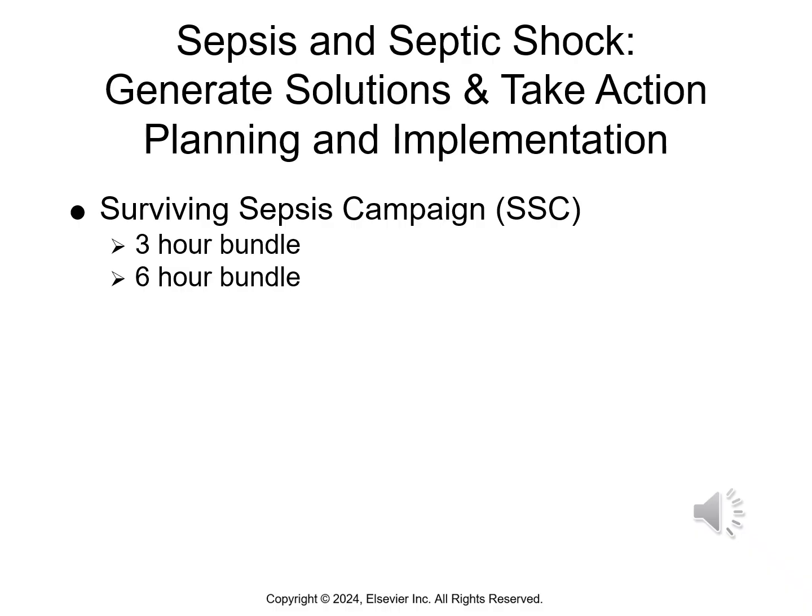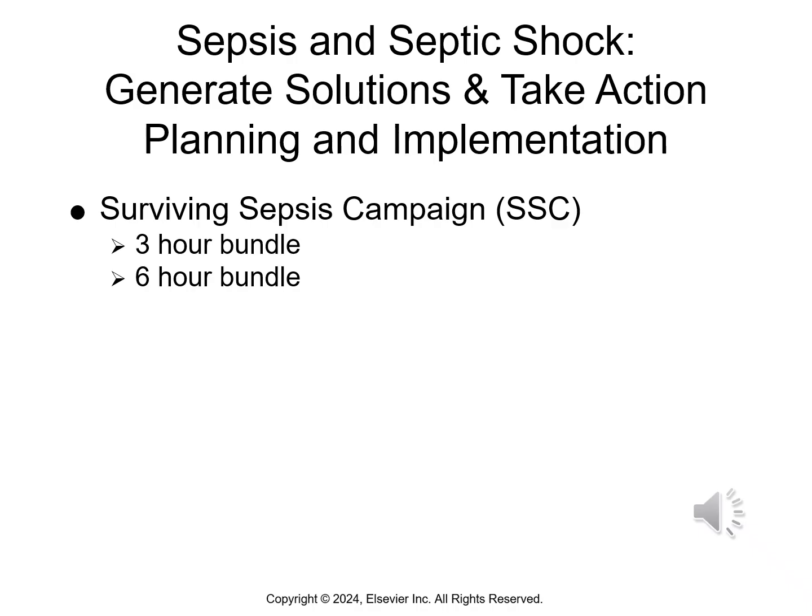So now that we've learned about sepsis and septic shock, we're going to talk about how to take action. We're going to divide that into a 1-hour bundle, a 3-hour bundle, and a 6-hour bundle. For the 1-hour bundle, once we've determined my patient has sepsis, we're going to measure a lactate level. We're going to obtain blood cultures before administering our antibiotics. Then we're going to administer the broad-spectrum antibiotics.